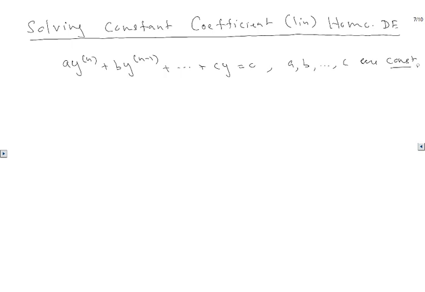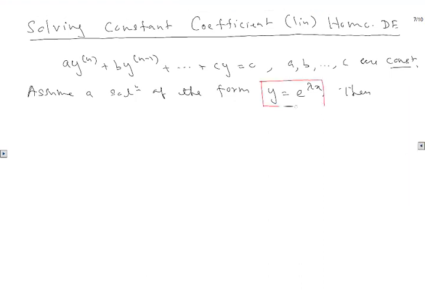So what we do, we use the same trick here. When you solve constant coefficient equations, we assume a solution of the form e to the lambda x. It's the same idea. So assume a solution of the form y equals e to the lambda x. That's the same assumption that we did for constant coefficient. We just apply the same thing here.